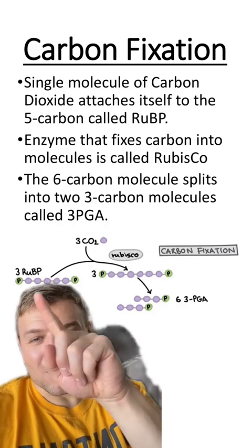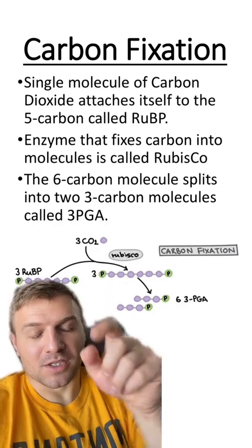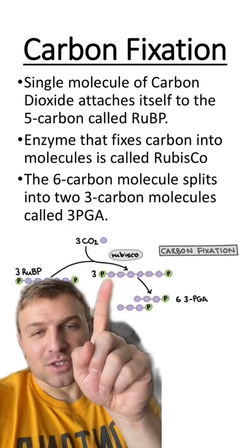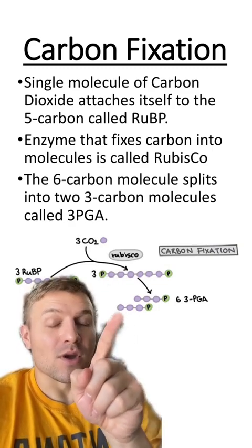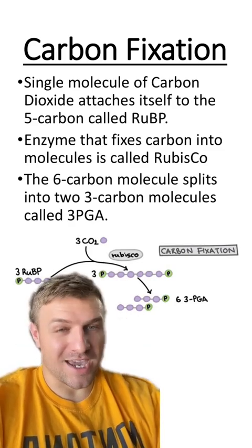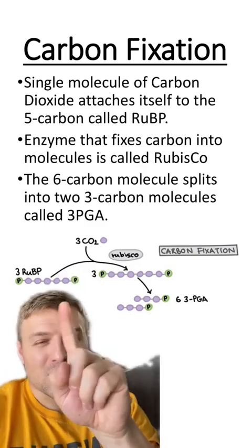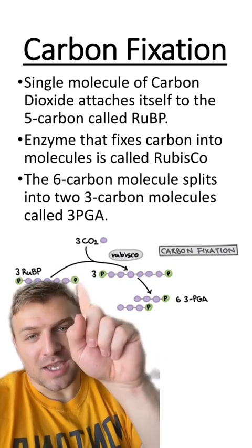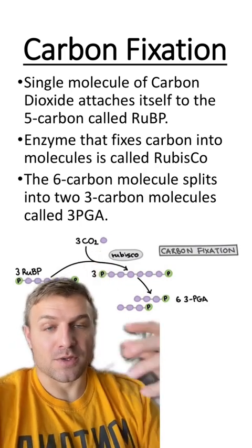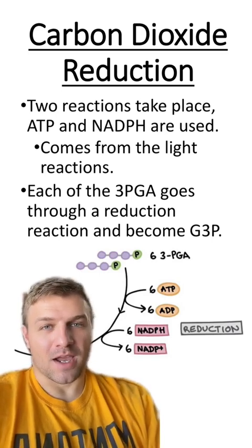If you count the carbon molecules in RuBP, there's 5. There's 1 in carbon dioxide, which means this molecule is going to be a 6-carbon compound. This 6-carbon molecule is going to break down into 2 3-carbon molecules. These molecules are called 3-PGA. 3-PGA has a long name, but we just call it 3-PGA. We call this step carbon fixation because we're taking a carbon from carbon dioxide and fixating it into the molecules within the Calvin cycle.